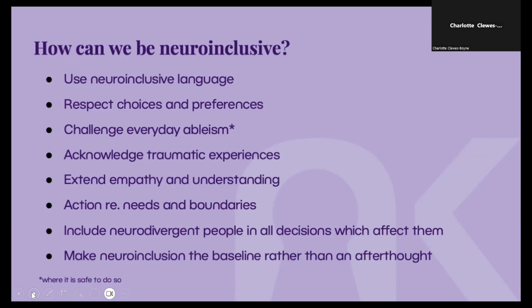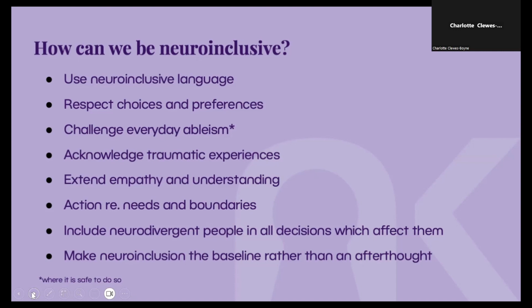So the next thing to consider is challenging everyday ableism, and you can see that comes with an asterisk, and we'll get on to that in a second. So challenging everyday ableism can include challenging things like comments about someone's sensory aids. So for example, I wear headphones when I'm out and about because I struggle with loud noise, and it's important that we don't make a person feel uncomfortable when they're wearing sensory aids like that. It can also be doing things like we've mentioned already, challenging inappropriate language.